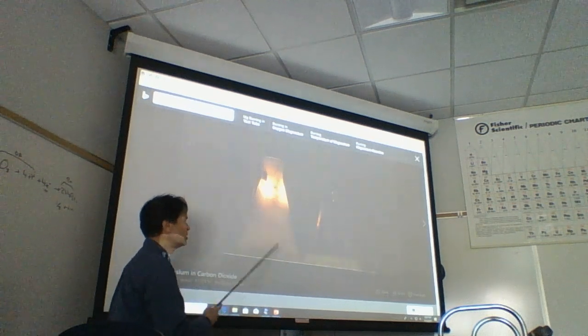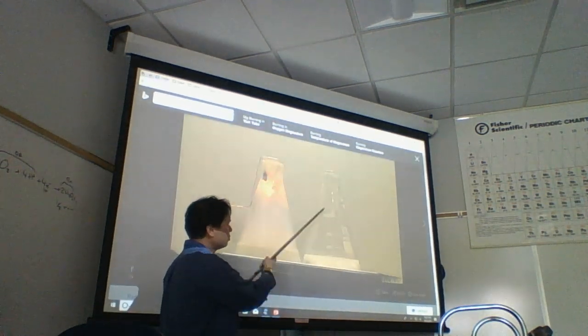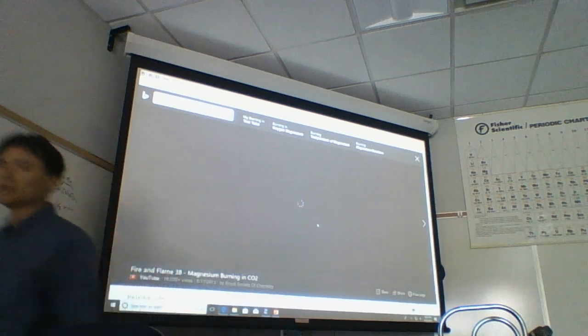This is why you never use CO2 on a metal fire. You could use CO2 on a wood fire and put out that wood splint in a second.